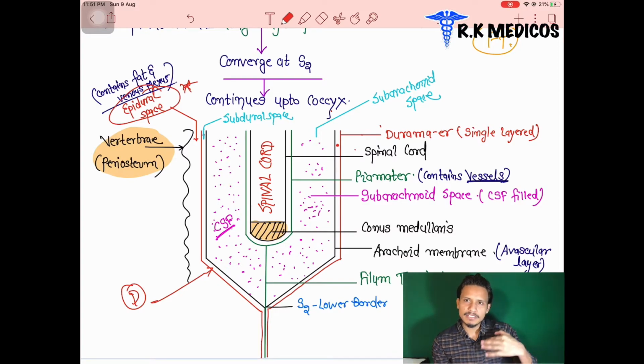The epidural space is containing, what is it, a structure? It contains fat, and it contains the venous plexus, meaning the venous blood vessels, which carry venous blood.